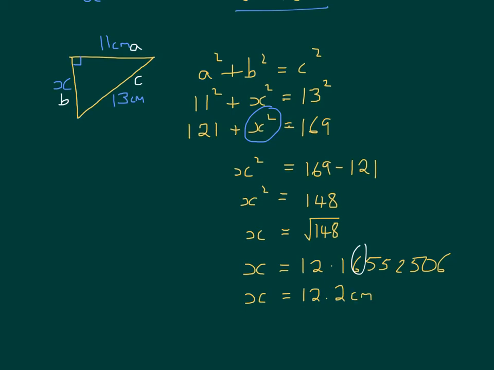Finally, just check to see if that makes sense. Is that length about 12? Or look at the diagram. Yep, that looks about right. It's got to be less than this 13. So 12.2 looks about right, so you can be confident that you've got that one correct.